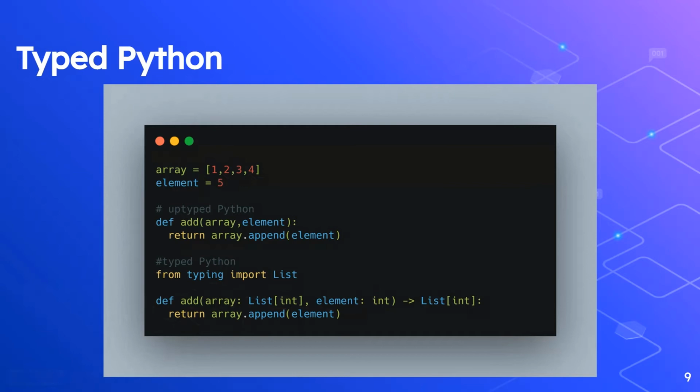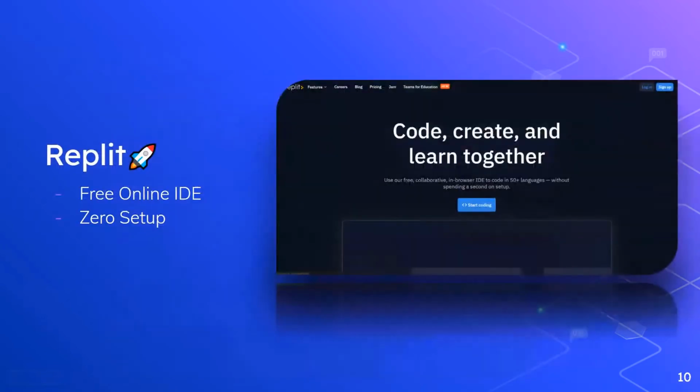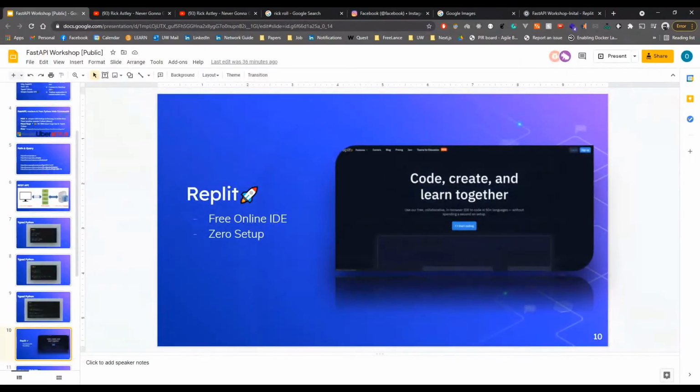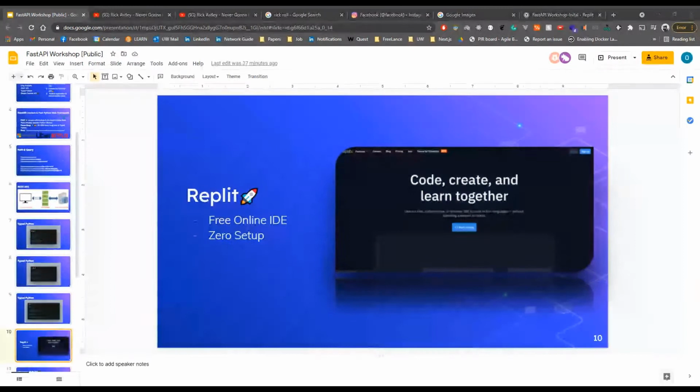All right, so now that we've gone through REST APIs, we've gone through what typing in Python is, and we've gone through why we should use FastAPI, let's get right onto coding. So we're going to use something called Replit. It's a free online IDE. Zero setup. I'm going to send you guys a link right now.